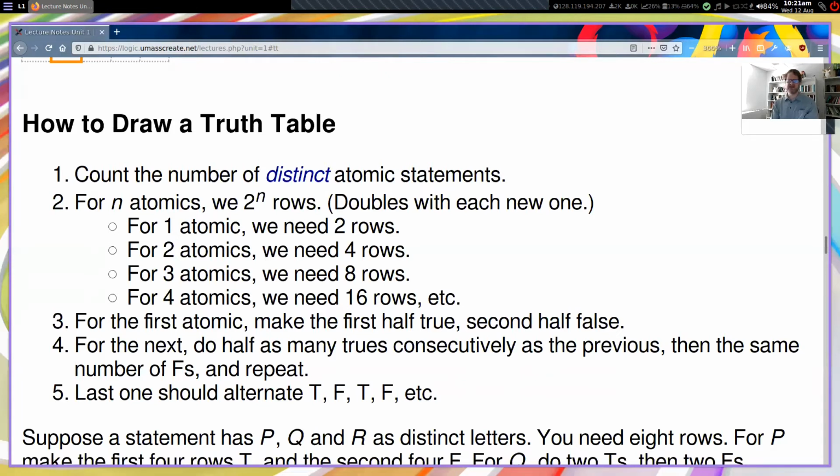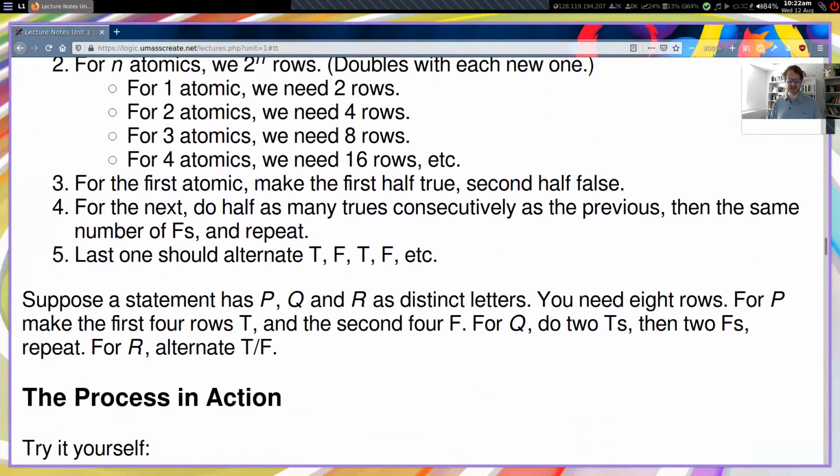When you fill in the columns underneath the letters, for the first letter, you make the first half of the rows true and the second half false. And then you take those and reduce in half how many you do consecutively for the next letter, and you keep reducing until you get to alternate between TF, TF. So that sounds complicated. It's probably hard to understand in the abstract, but let's look at an actual example.